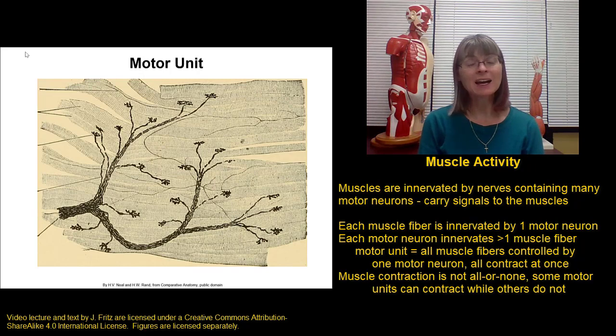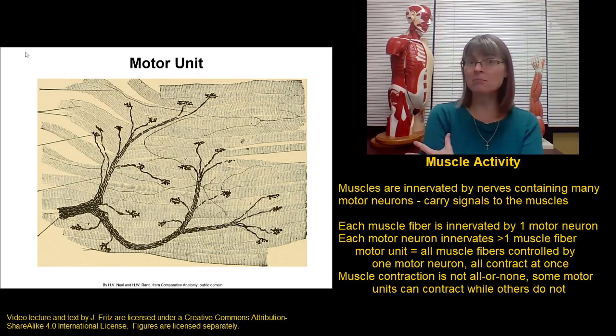Muscle contraction is not necessarily an all or none deal. And that's because within a single muscle, you could activate some motor units, so some of the cells in the muscle are contracting, but not all of them, so other cells in the muscle would not be contracting.